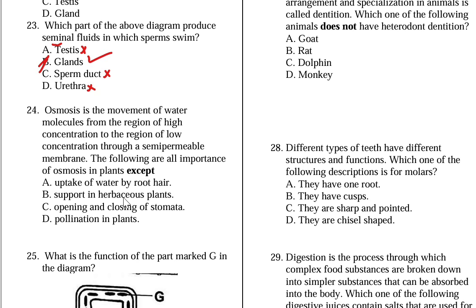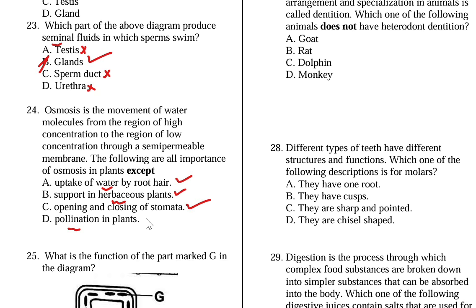Uptake of water by root hair, support in herbaceous plants, opening and closing of stomata, pollination in plants. So this one is true, uptake of water, so water through osmosis. Support in herbaceous plants, these are plants found in water or where we have a water area. What about opening and closing of stomata? That one is true. What about pollination in plants?